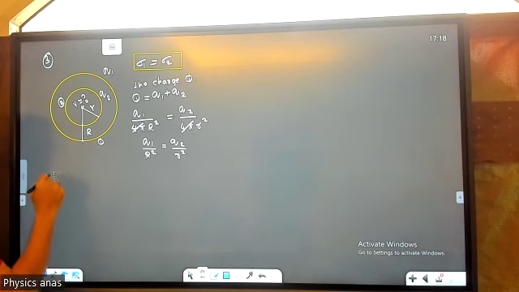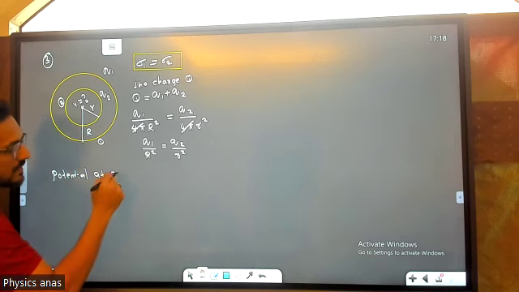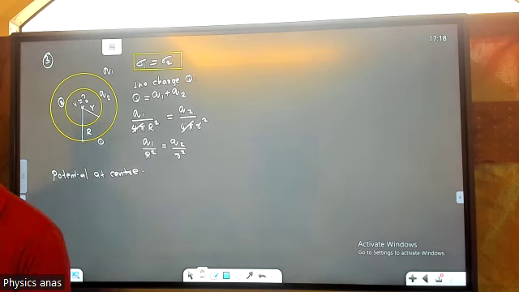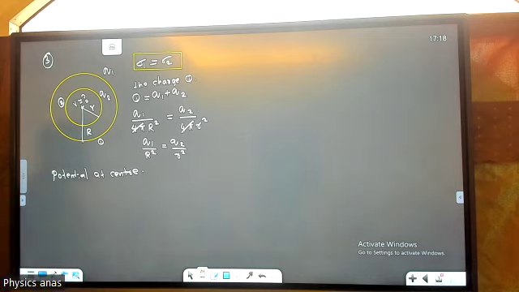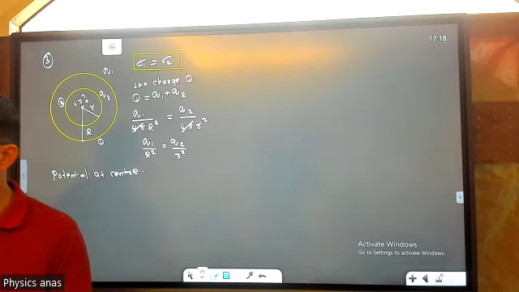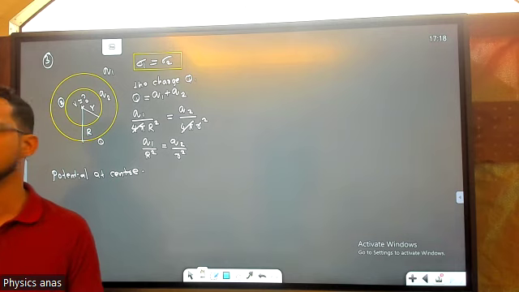And what is the potential at the center? Give me an equation for potential at the center. KQ by R. That's the potential at the center. Right? But there are two concentric spheres. So there will be potential due to Q1, and there will be potential due to Q2 at the center. Potential due to Q1 plus potential due to Q2.